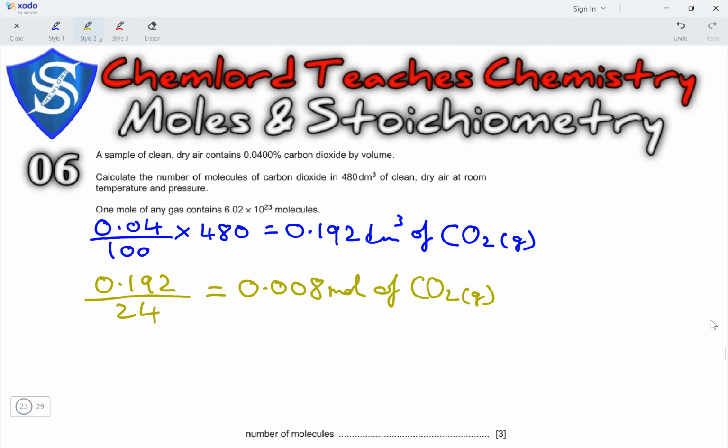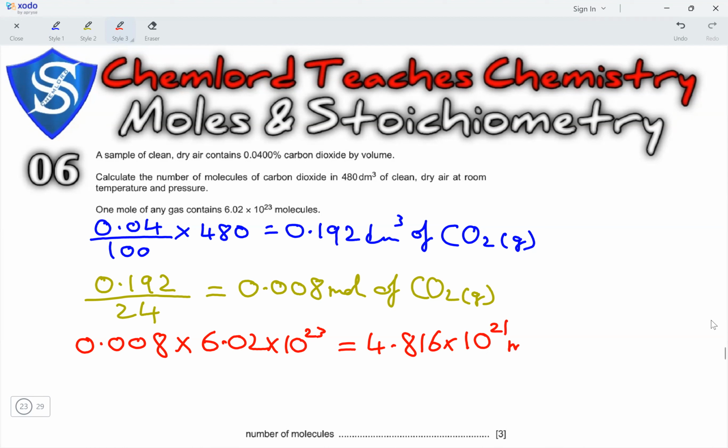The next step would be to calculate the number of molecules, and in order to do that, we multiply 0.008 by 6.02 × 10²³, which is equal to the number of gas molecules present in 1 mole of any gas. And this gives us a numerical value of 4.816 × 10²¹ molecules of carbon dioxide gas. So the final answer is 4.816 × 10²¹.